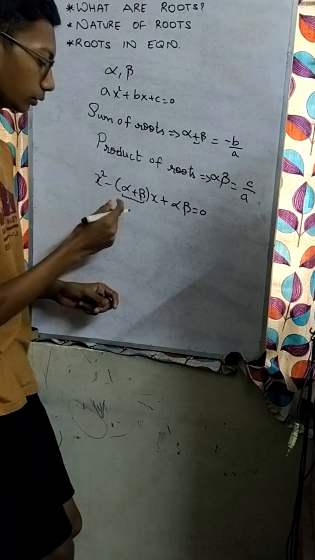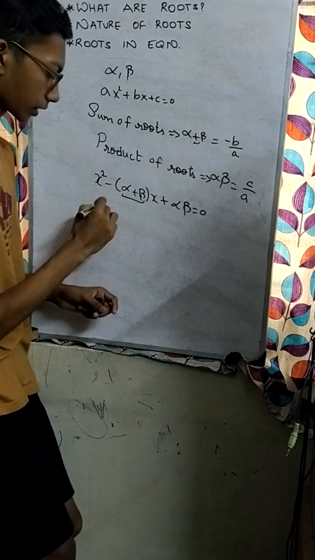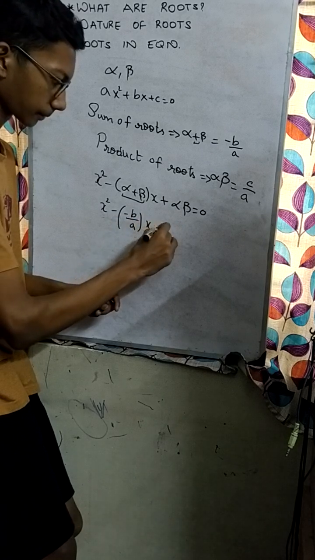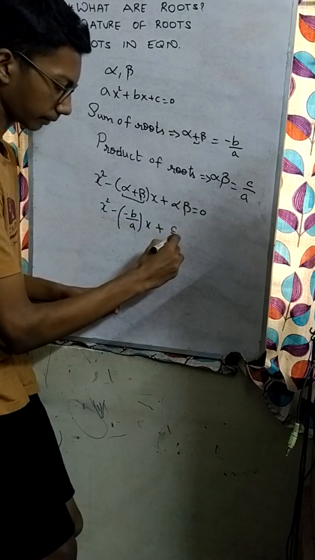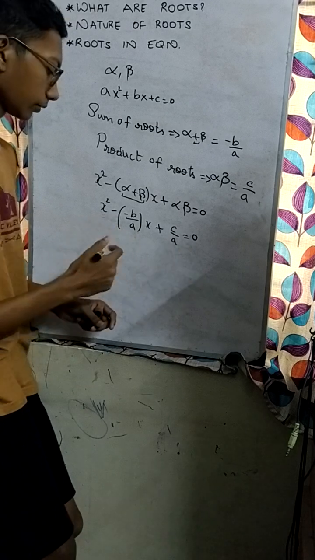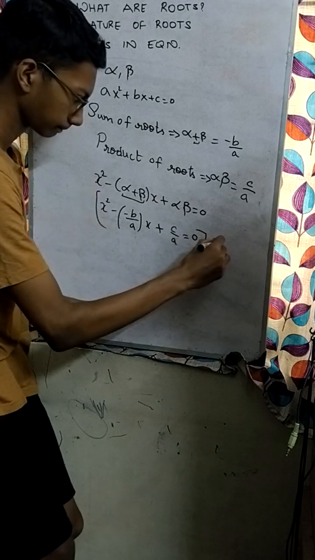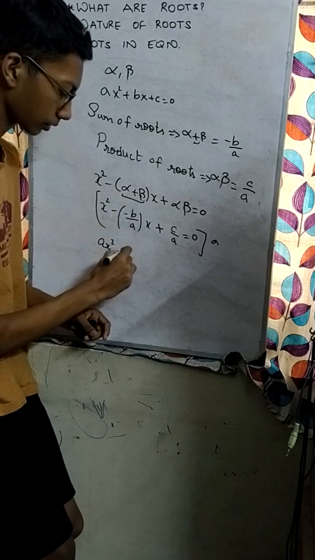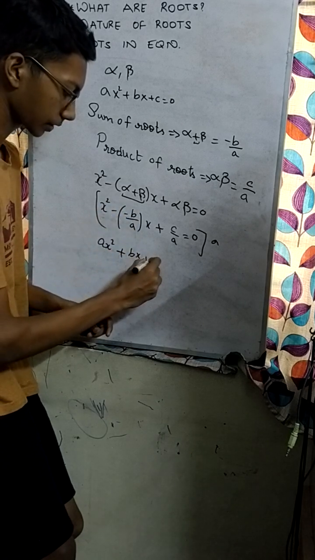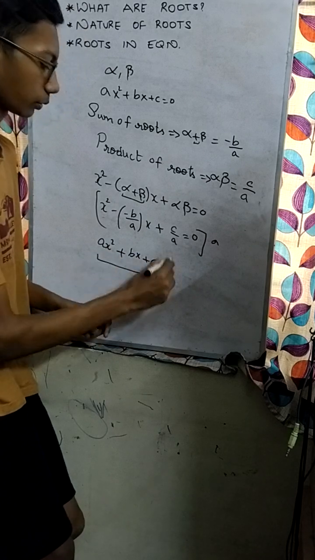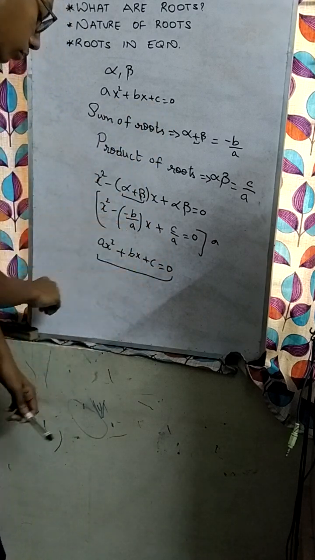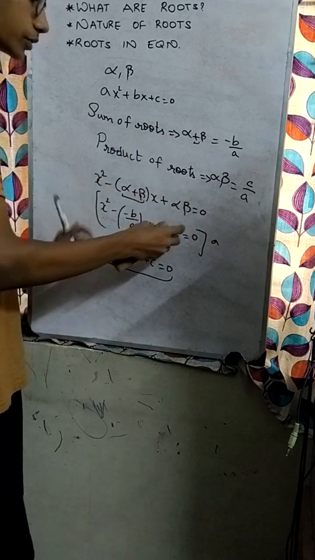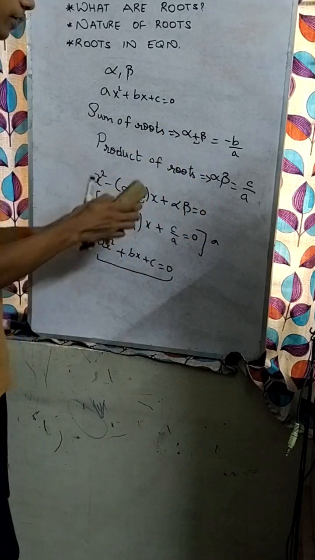So this is the sum of the roots. The sum of the roots we have here is minus b by a. So x square minus b by a times x plus alpha beta, which is c by a, equals 0. Multiply with a. So ax square, minus times minus is plus, so plus bx plus c equals 0. This was the equation we had initially. So this is the formula. When we have the sum of the roots and product of roots, then we can develop the quadratic equation.